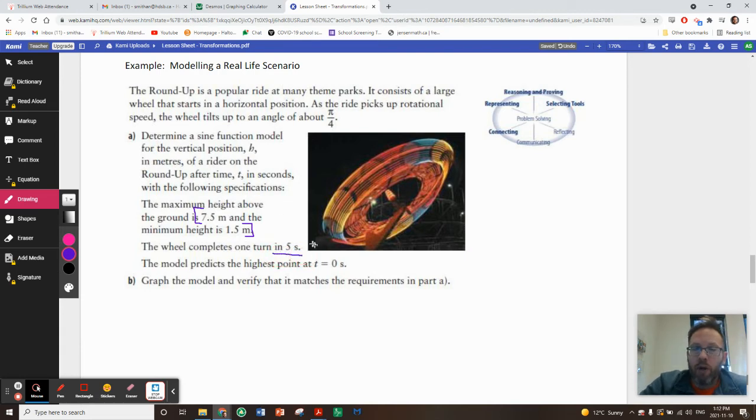The wheel completes one turn in 5 seconds. That's going to give us information about the period. And the model predicts its highest point at t equals 0 seconds. So that's going to help us determine what a good phase shift would be. All right, so let's get started.